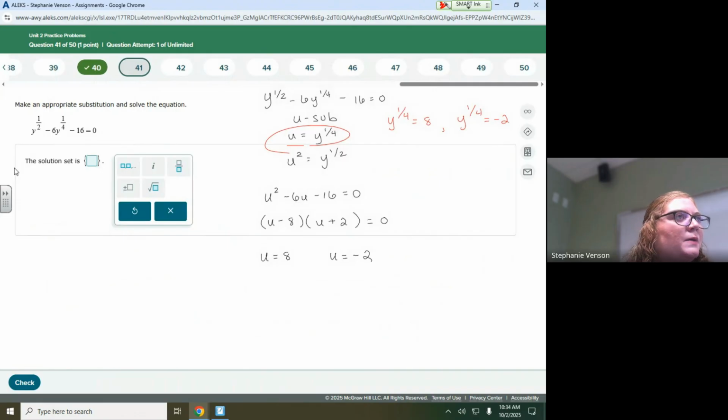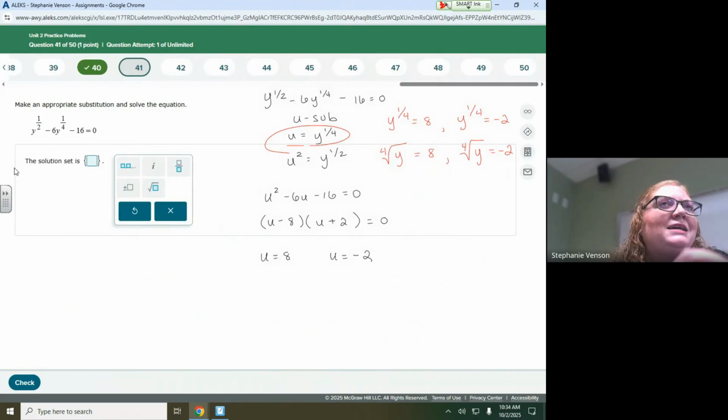The 1/3 power was the same thing as the cubed root. In this problem, the 1/4 power is the same thing as the 4th root. So y to the 1/4 equals 8 is the same thing as the 4th root of y equals 8. And y to the 1/4 equals -2 is the same thing as the 4th root of y equals -2. This is where it's different. This is where it matters.